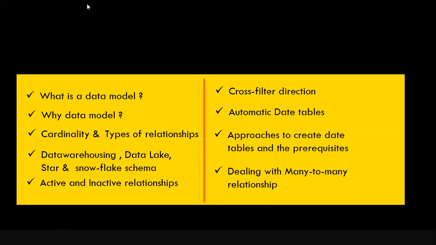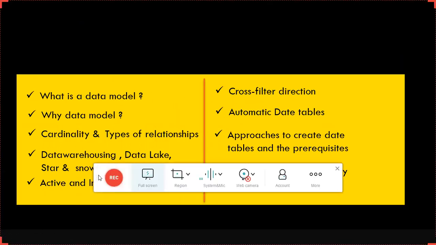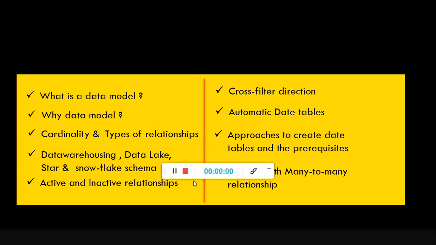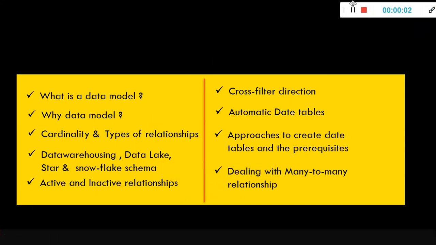Okay, in today's session, we will take a look at what is a data model and why a data model, and what is cardinality and types of relationship. Followed by this, we'll take a look at what is data warehousing, data lake, star and snowflake schema. And then we will take a look at what is active and inactive relationship. This is very specific to Power BI.